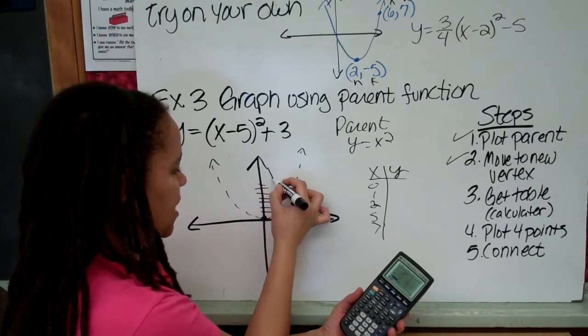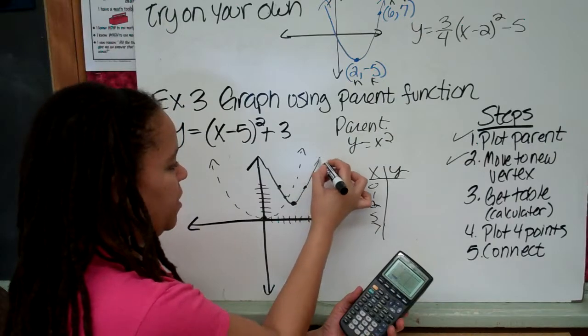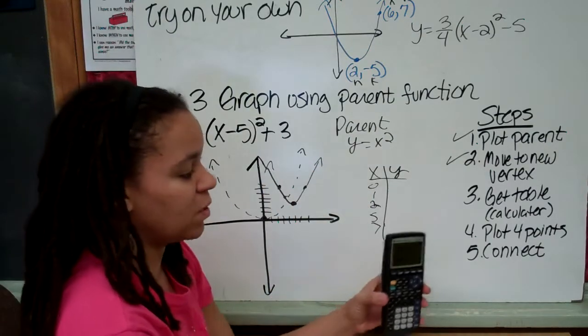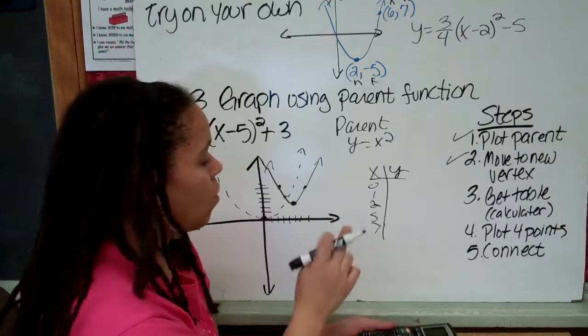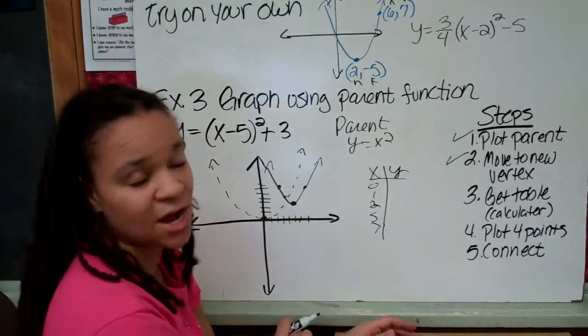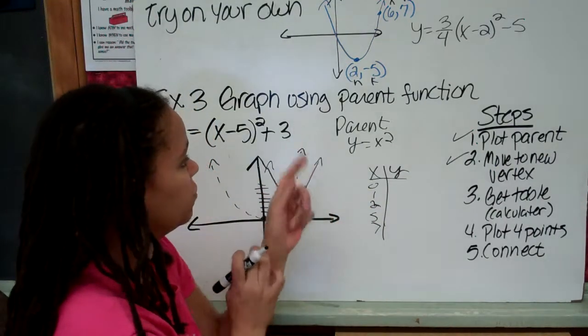So I'm starting to get some points, and you can put whatever points you want on here. I just want at least 4. You can get them from here, or you can make them yourself. Connect the dots, and now you have your graph of your translated function.